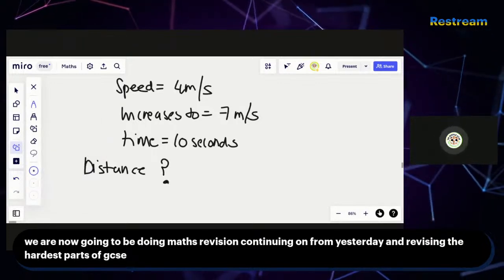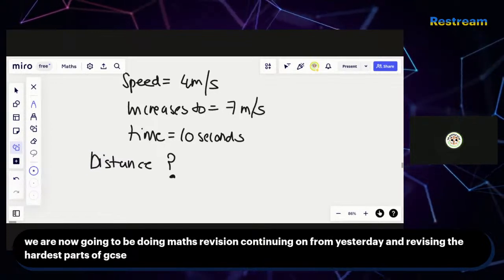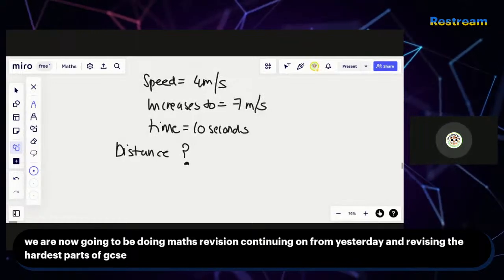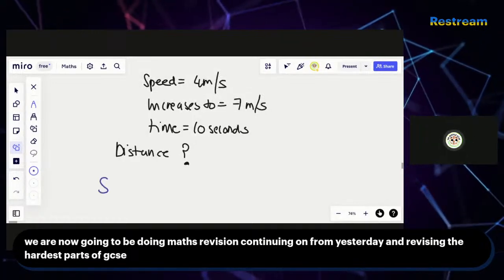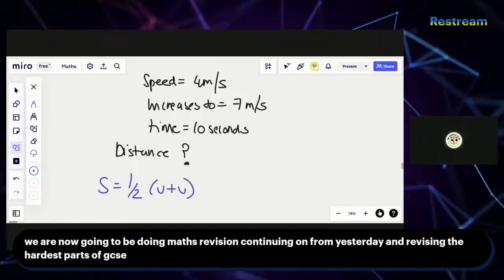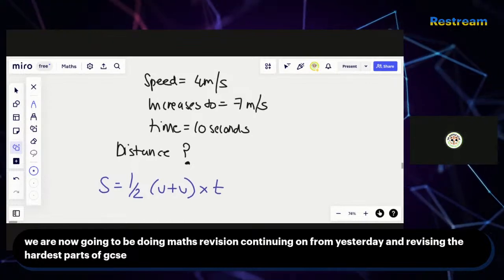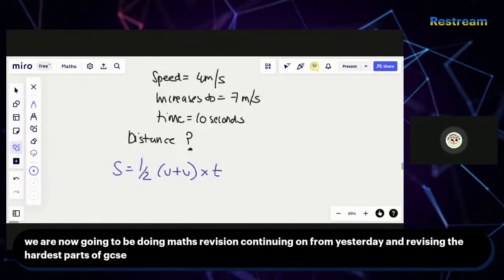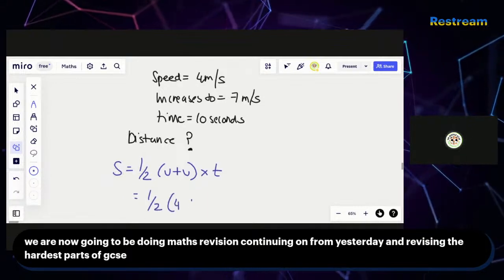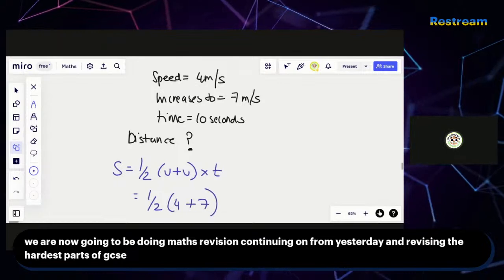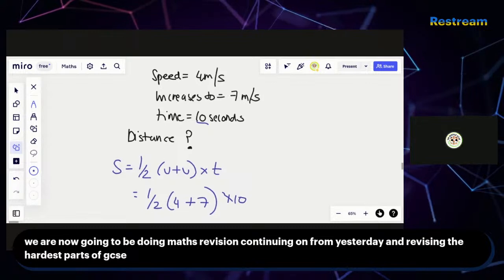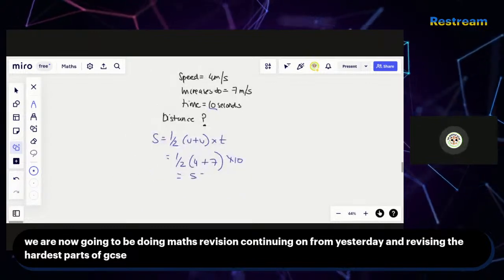So in order to answer this question, we're just going to use one of the equations. So we know that s is the distance, s is half (u plus v) multiplied by t. Now we know that the distance is what we're finding out. u plus v is 4 plus 7. And then you're timesing it by t, which is 10 seconds. So your final answer should be 55 meters.